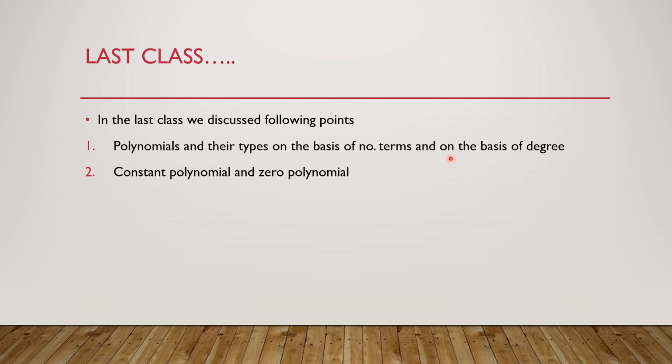Similarly, the second basis was degree. On the basis of degree, we saw if degree is 1, we commonly call it a linear equation. If degree is 2, we call it quadratic polynomial or equation. If degree is 3, we call it cubic polynomial. Understood? Second, we studied constant polynomial and special constant polynomial, that is 0, which is known as zero polynomial.